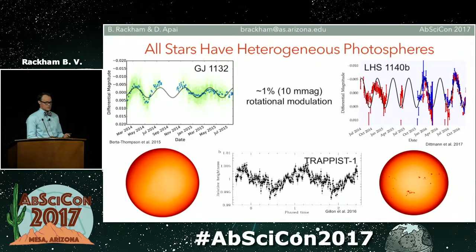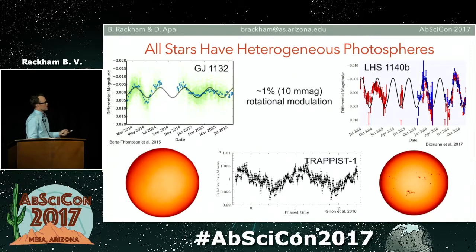The sun's actually a relatively quiet star. It only varies its total irradiance by about 0.1%, whereas all these M dwarf host stars of these exciting exoplanets all demonstrate rotational modulations on the order of 1%. So this is commonly interpreted as spots rotating in and out of our field of view. But additionally, hot faculae can affect this.